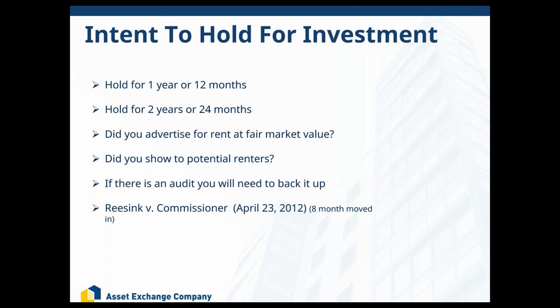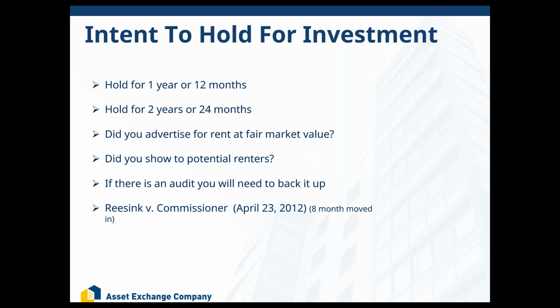So they had a mortgage on their primary home. They also had a mortgage on the investment property. But the investment property wasn't rented out. So after 8 months of ownership, they wound up selling their primary home and they moved into the investment property.